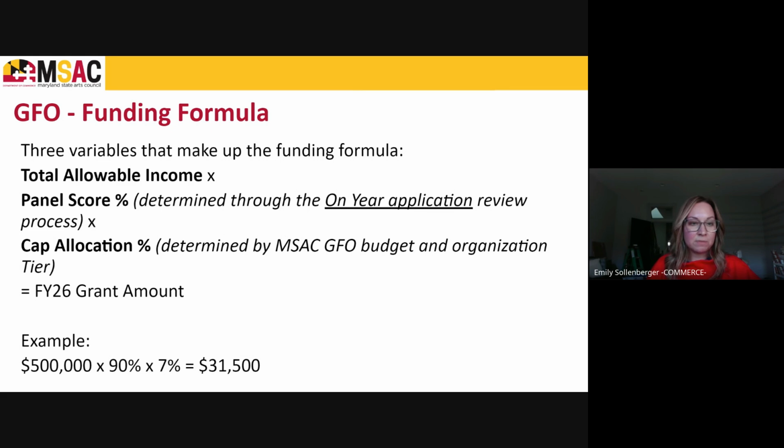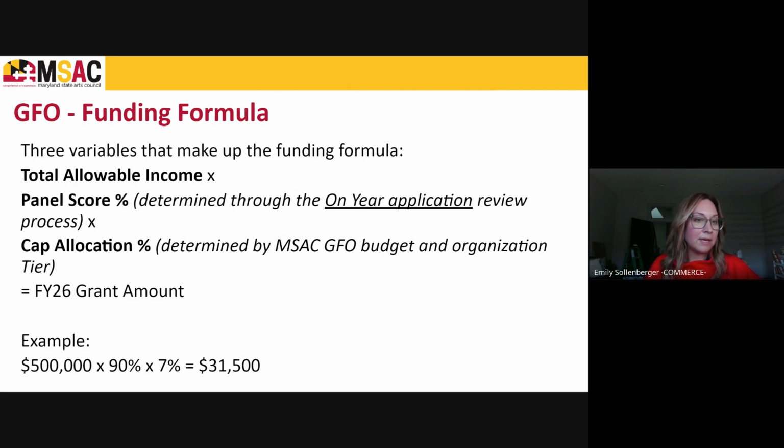The cap allocation percentage is the one that has a little bit more detail to it. This is really determined by our state budget and the GFO allocation that's determined by our council. We don't get this until later in the year, usually closer to the spring, like April, May-ish. So it's really the last thing that we determine, but it's a percentage of our budget allocation that is spread across the organizations as well.